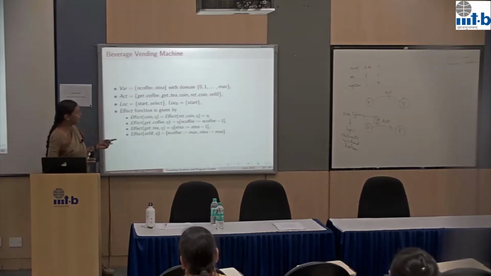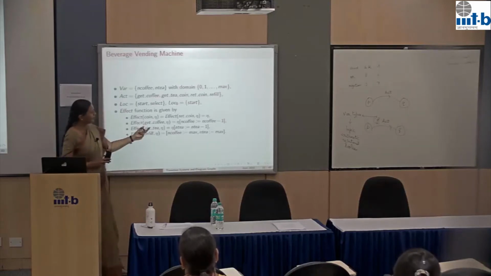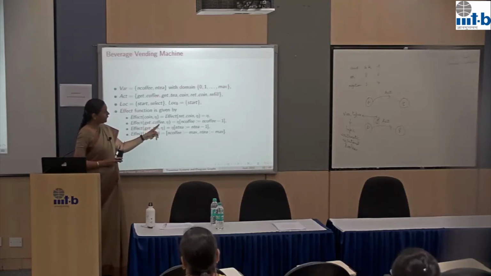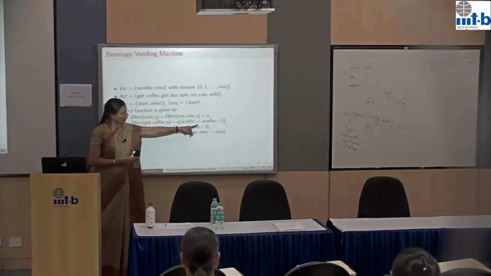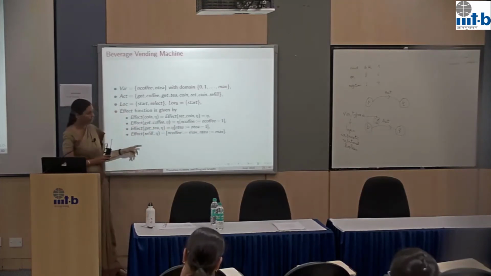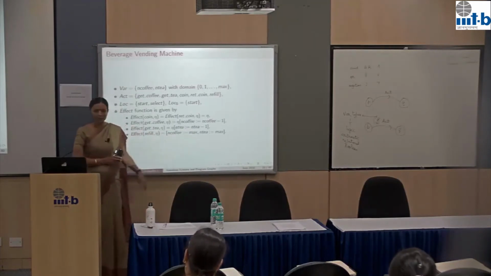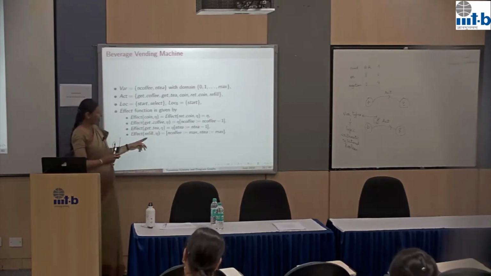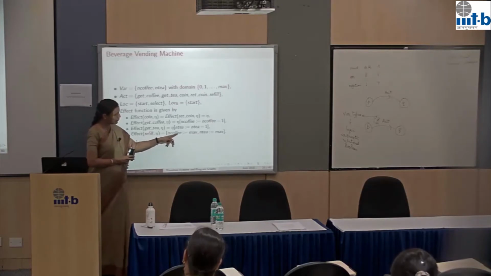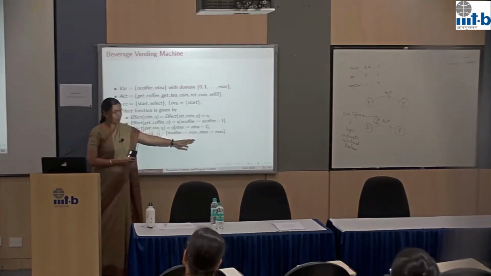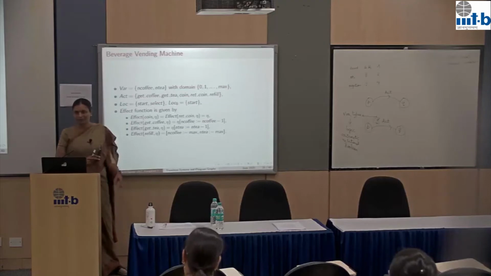And then what will happen? If I do the action get coffee, then its effect will be the number of cups of coffee gets reduced by 1. If I do the action get tea, then its effect would be the number of cups of tea gets reduced by 1. If I do refill, then both the number of cups of coffee and the number of cups of tea become maximum, right? So these are the effects.